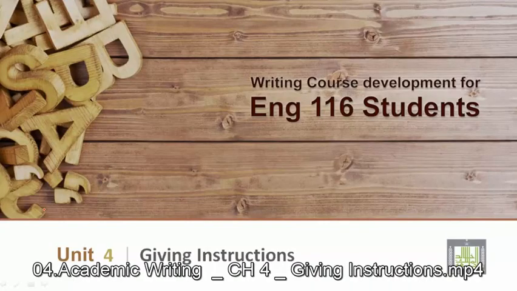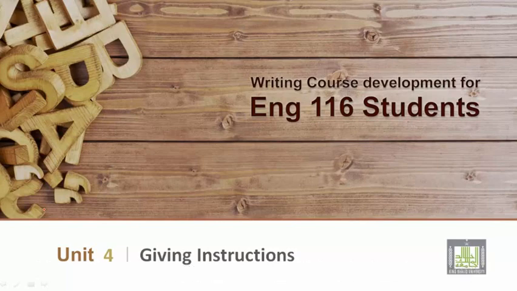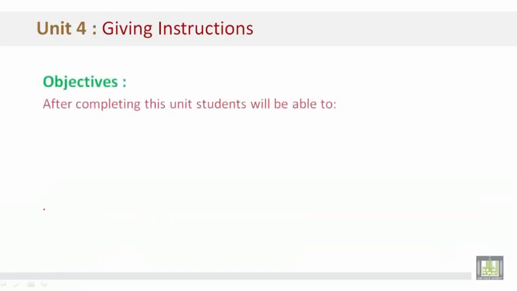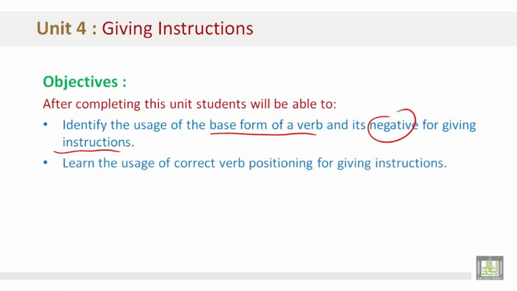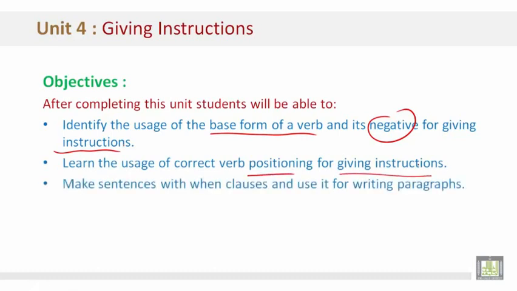Writing course development for English 116 students. Unit 4, Giving Instructions. Objectives. After completing this unit, students will be able to identify the usage of the base form of a verb and its negative for giving instructions. Learn the usage of correct verb positioning for giving instructions. Make sentences with when clauses and use it for writing paragraphs.